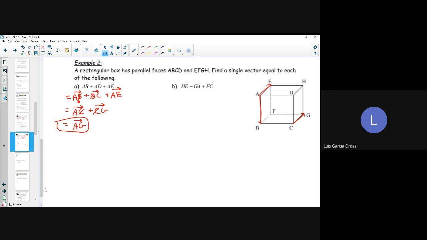So now the next one we have is vector HE minus GA plus vector FC. So how can I change negative GA for it to become a positive vector? How can I rewrite vector negative GA? As AG. Thank you, Mohammed.